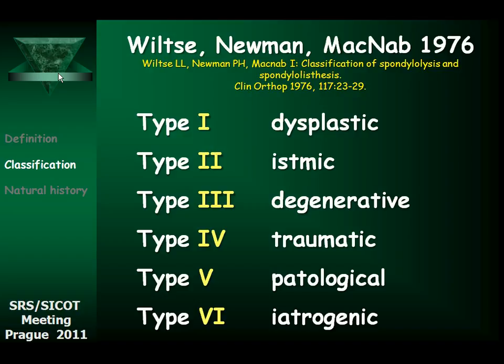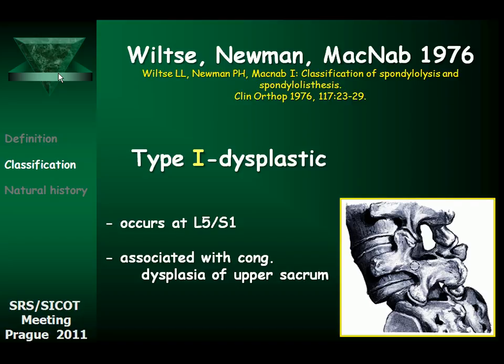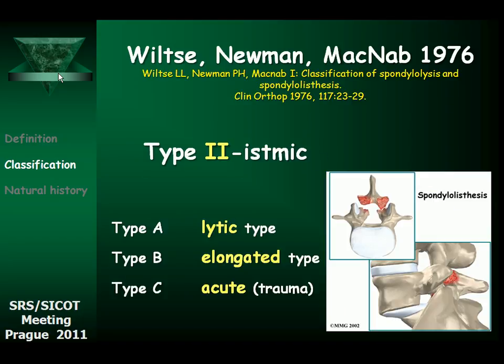They divided spondylolisthesis into 6 main types: type 1 dysplastic, type 2 isthmic, type 3 degenerative, type 4 traumatic, type 5 pathological, and type 6 iatrogenic spondylolisthesis. Type 1 dysplastic occurs mostly at the level L5-S1 and is mostly associated with congenital dysplasia of the upper sacrum. And type 2 isthmic can be divided into 3 types: type A lytic type, type B elongated type, and type C acute or trauma type.